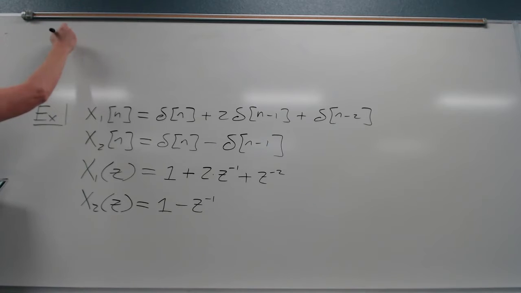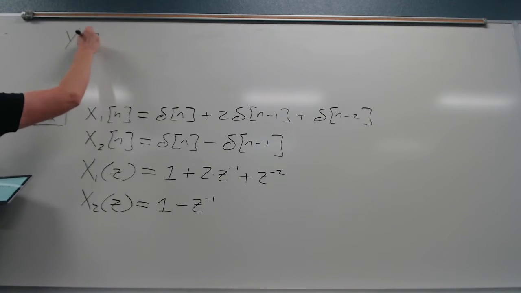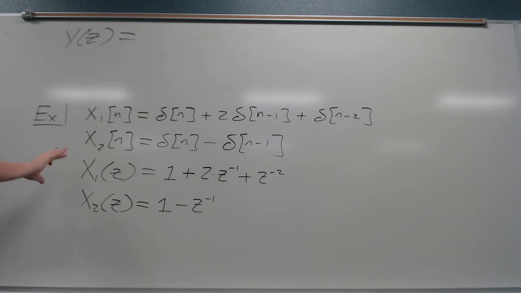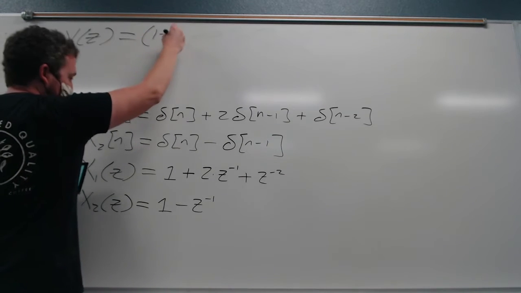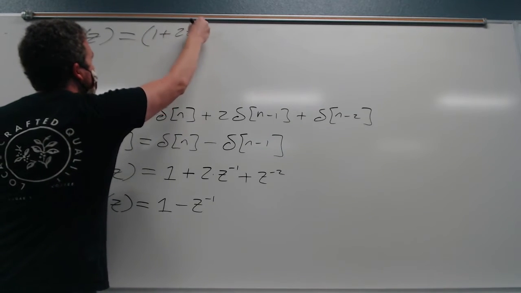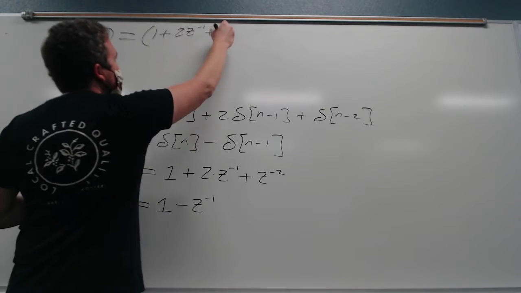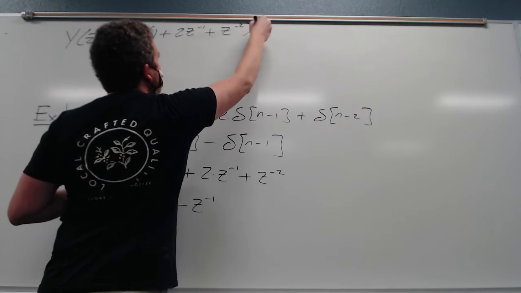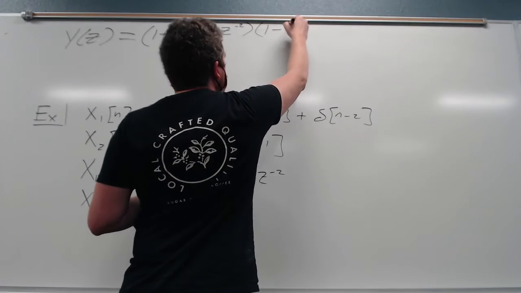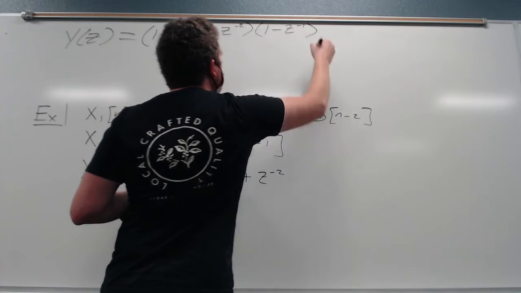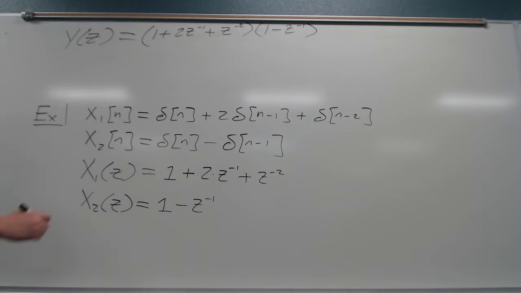Okay, so now Y of z is just going to be the multiplication of these two guys, right? So we'll take the quantities 1 plus 2z to the negative 1 plus z to the negative 2, times 1 minus z to the negative 1. From here it's just algebra, multiplied out.